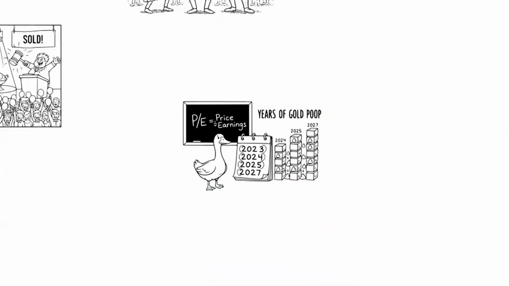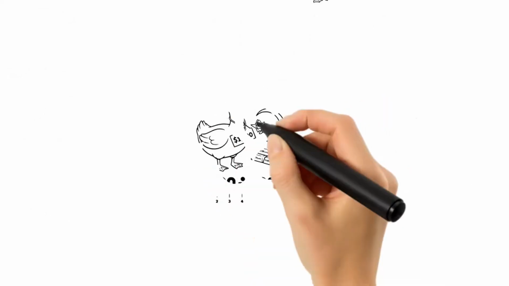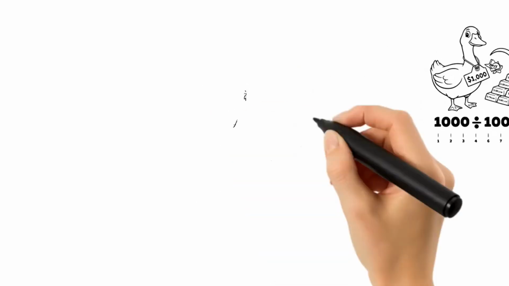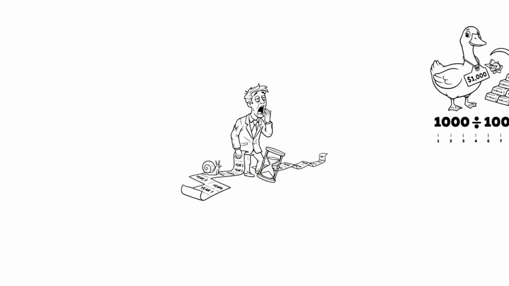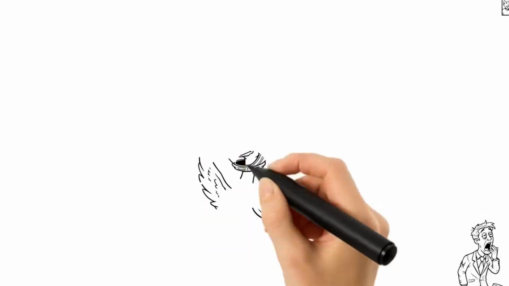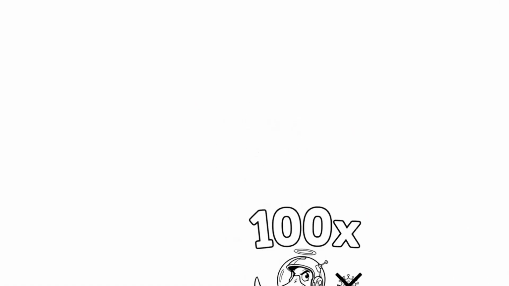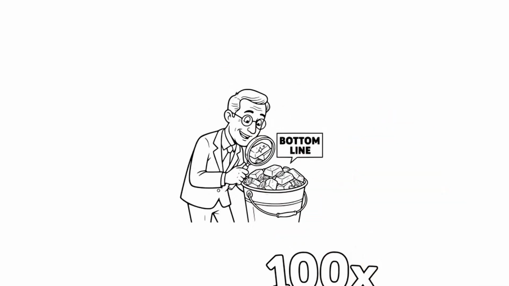The price-to-earnings ratio is simply you asking how many years of gold poop it will take to pay back what you spent on the bird. If the goose costs $1,000 and poops out $100 of gold a year, then the PE ratio is 10. You are essentially waiting 10 years to break even on your investment. If the PE ratio is 100, then you are basically betting that this goose lives forever and never catches the bird flu. Investors love the PE ratio because it looks at the bottom line. It looks at the actual gold in the bucket.